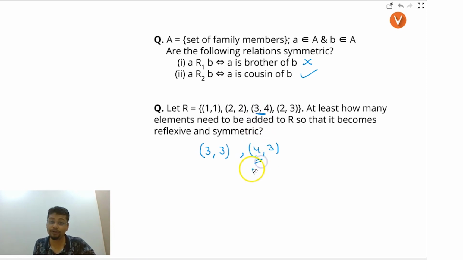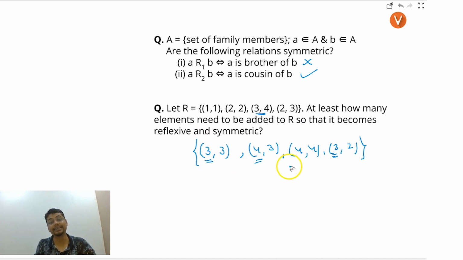Now since (4, 3) has to be there, that means (4, 4) also has to be there for reflexive again, right? All right. And now (2, 3) is there, so (3, 2) should also be there. Here we can note that (2, 2) is already part of it, and (3, 3) we have already considered. So these four elements need to be added to this set for this set to be reflexive and symmetric.